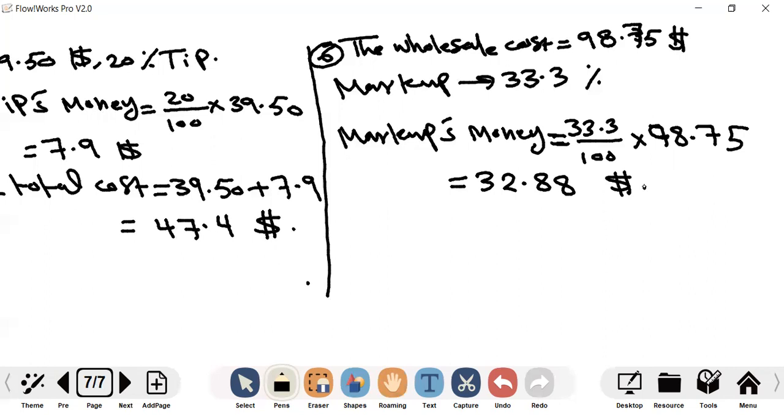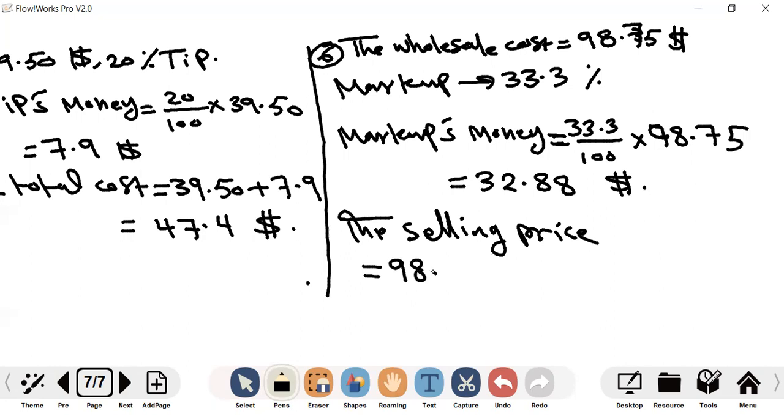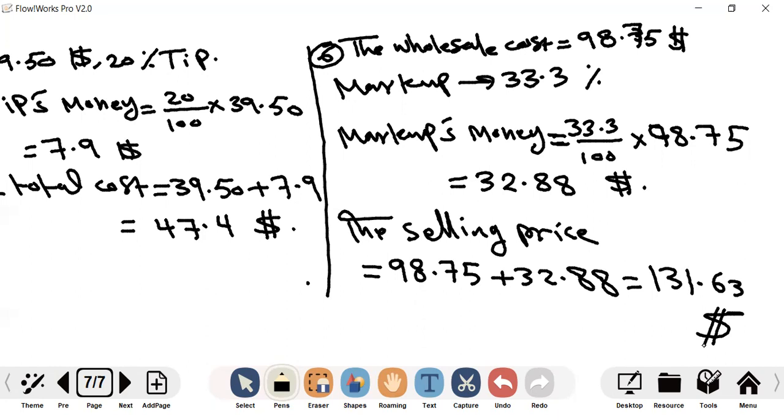So the selling price will be what? We add them. Selling price equals 98.75 plus 32.88. It will be 131.63, so $131.63. This is question 6. Copy it, please.